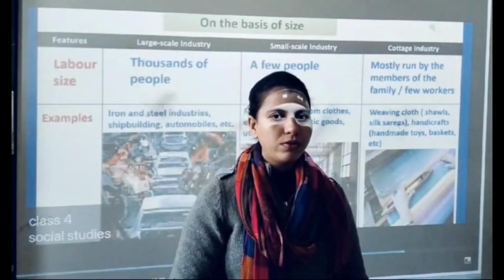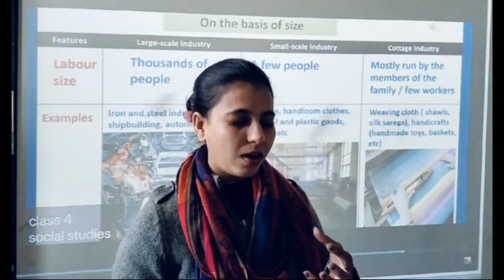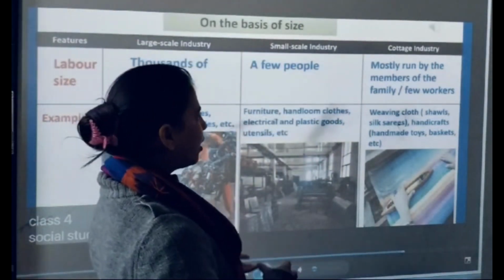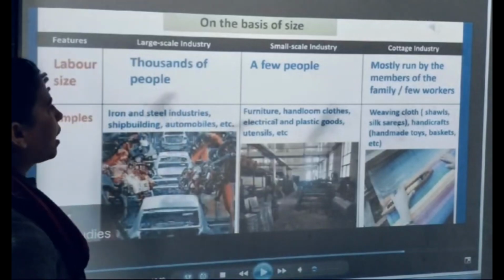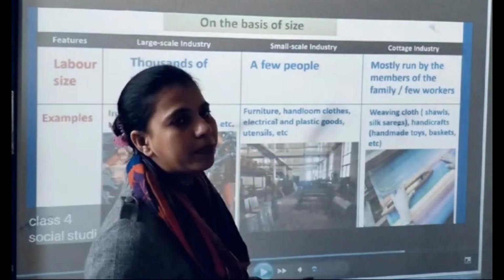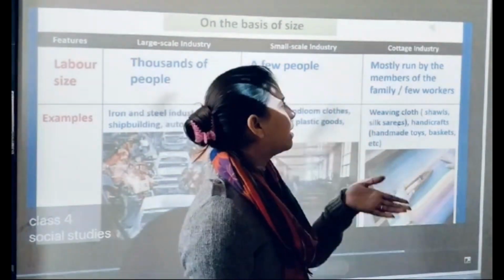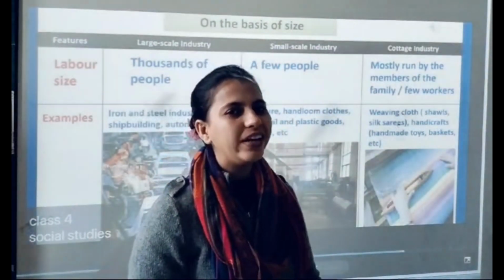So now we know how much amount we need and which kind of machines we are using in which kind of industry. Now next one is the labor size. How many people do we need in our industry? The cottage industry is mostly run by the members of the family, and we need a few workers.